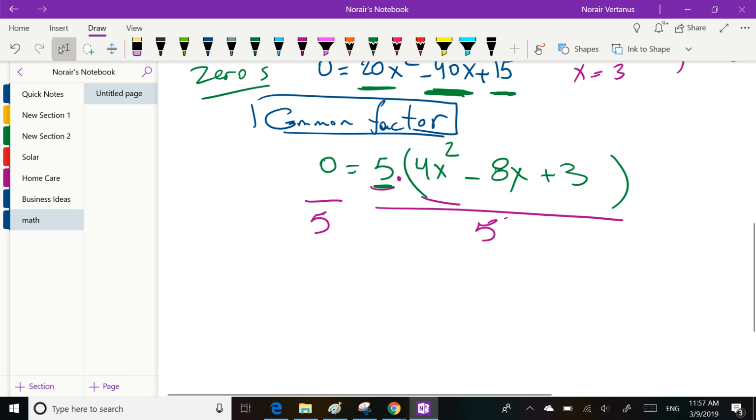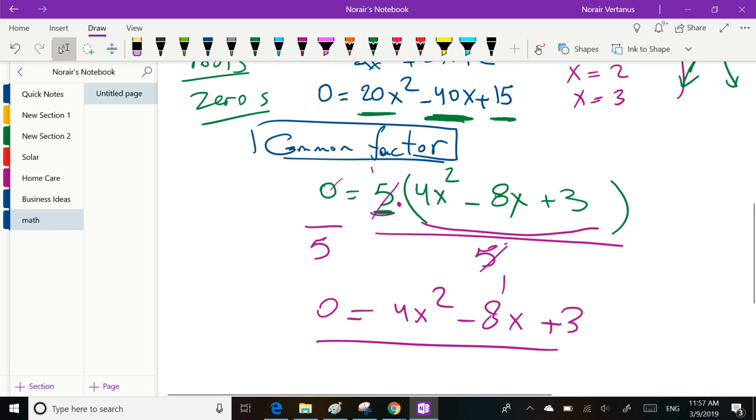These two multiply together, so I can get rid of this 5. You can't do that if it's added. Lots of students get confused with that. 5 divided by 5 is 1, and 0 divided by 5 is just 0. So 0 equals 40x squared minus 8x plus 3.